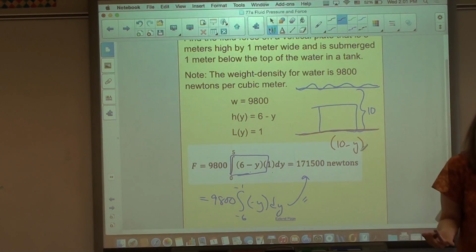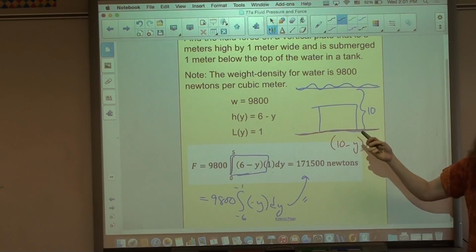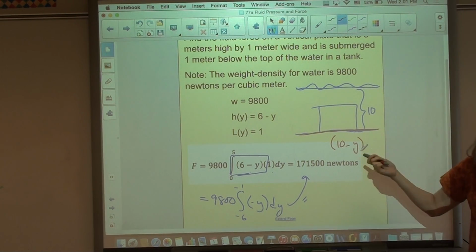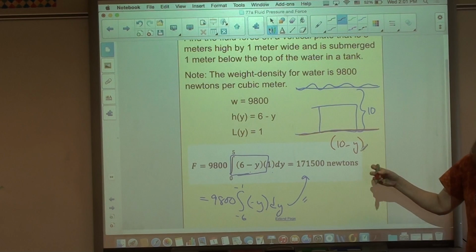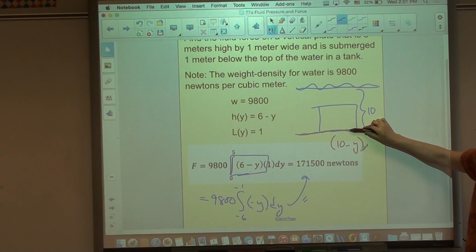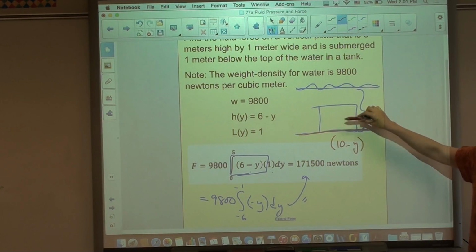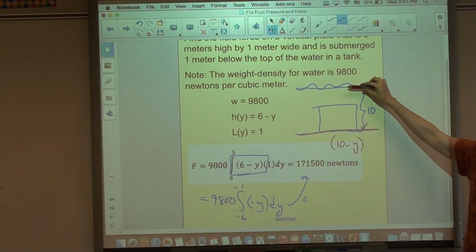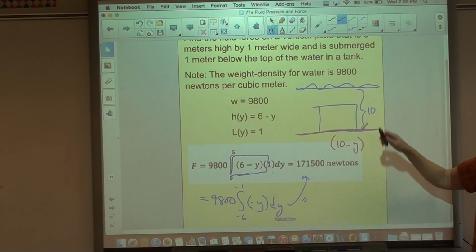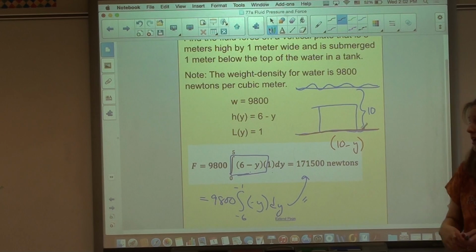And how do you know if it's right? Take a couple of seconds and plug a couple of y values in and see if it makes sense. If I'm at y equals 0, is my depth 10? If I'm at y equals 10, is my depth 0? Plug a few values in and see if it works. If it doesn't work, then try another.